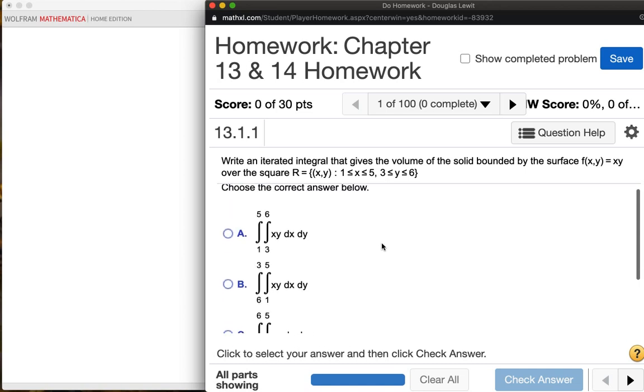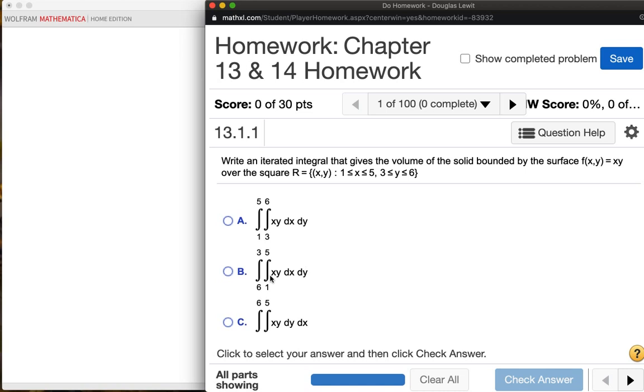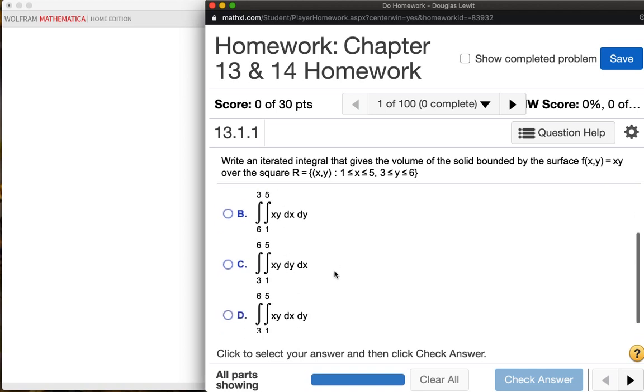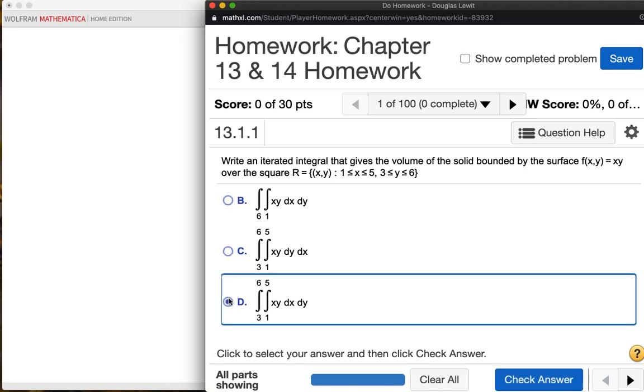So we have choices here. So x goes from, okay, it's not going to be A, because the x limits are 1 to 5, and here we see that the y limits are 1 to 5. So that's not going to work. I think it might be B. Let me take a look more carefully. The x limits are 1 to 5, and the y limits are 6 to 3. No, that's going to be a problem. 3 should be on the bottom and 6 should be on the top. Okay, I believe it's going to be option D.